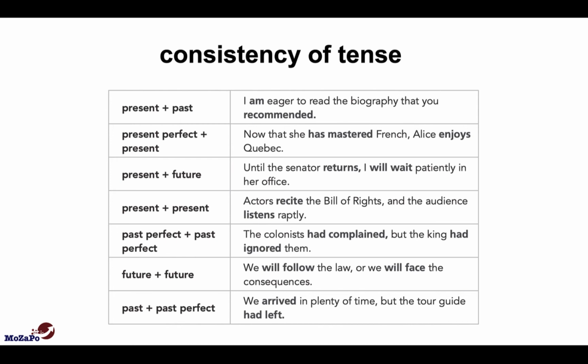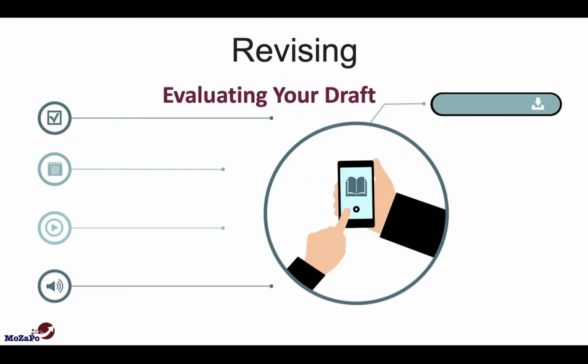Or in other examples that we have here, I'm going to go over another one. Now that she has mastered French, Alice enjoys Quebec. So as you see here, present perfect and simple present, there is a consistency of tenses here. And also a combination of different tenses. It's not just one tense. As you see, we have present simple, present perfect, future, simple past, and so on. We have a variety of tenses, but there is a consistency.